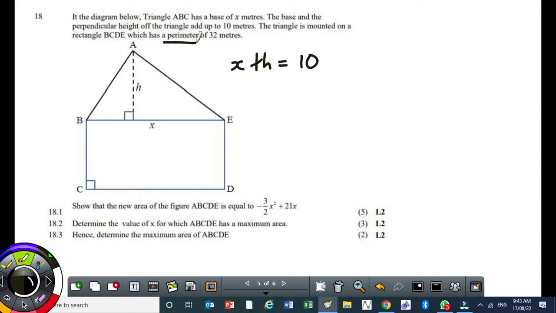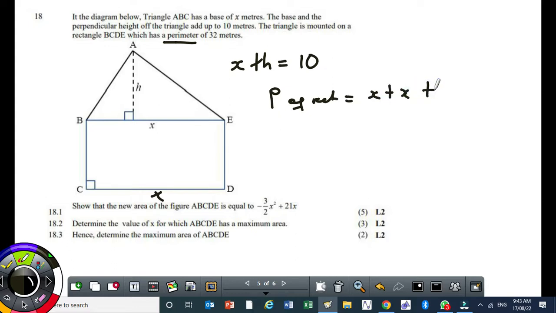based on the perimeter, I'm sure you are aware that if BE is x, it means that the opposite side will also be x. Now, the perimeter is 32. How would you calculate the perimeter? You add all the sides, right? That's the easiest way. So, P of rectangle will be equal to x plus.